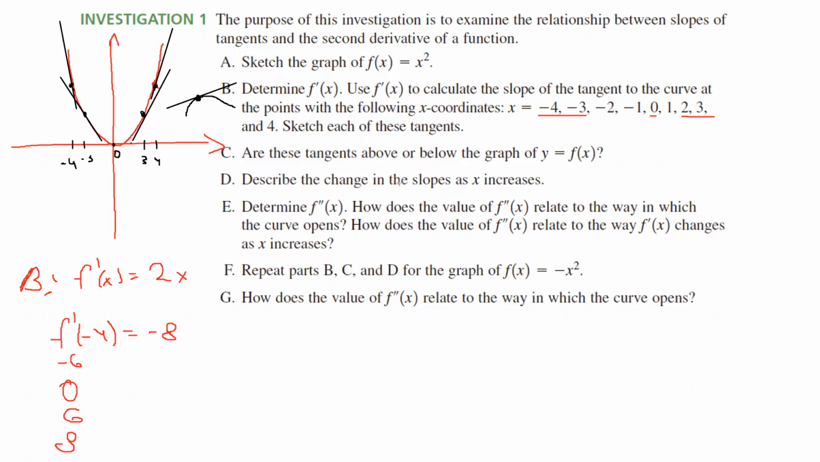So describe the change in the slopes as x increases. I basically already told about it, right? That slopes are increasing as x goes farther from 0, in both directions. Determine second derivative. How does the value of f second derivative of x relate to the way in which the curve opens? How does the value of this derivative relate to the way first derivative changes as x increases?